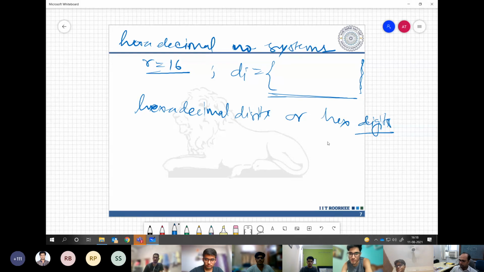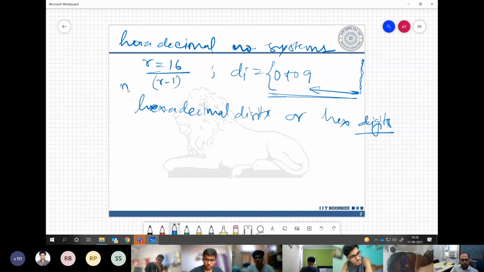So 0 to 9, and then alphabets, 0 to A, 15. B, C, D. Yes, good. From your previous experience, some of you know. See, we have only numbers 0 to 9. After that, we need some symbols, some letters to represent the higher numbers, because we can go up to r minus 1. This is the maximum number we are going to have in one place. So we have filled 10 places, 0 to 9.